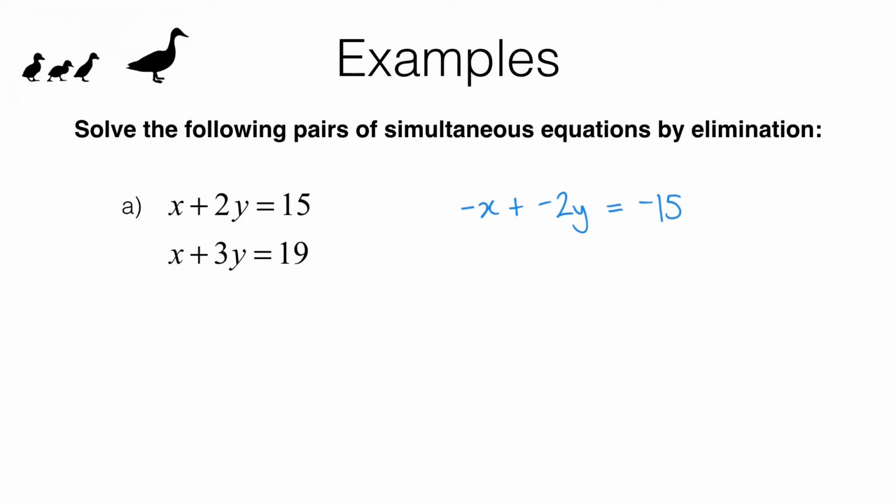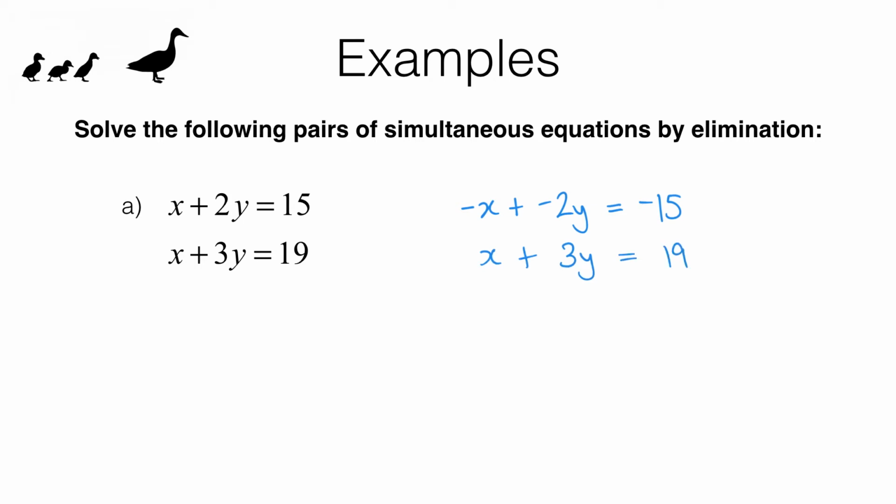So if this equation is true, then so is this one. All I've done is multiply the left-hand side by negative 1, and then to keep the equation balanced, I've multiplied the right-hand side by negative 1. So this is a true equation based on this one. What I'm going to do is just take this equation and leave it as it is, but write it underneath the other one. So I've got x plus 3y equals 19.